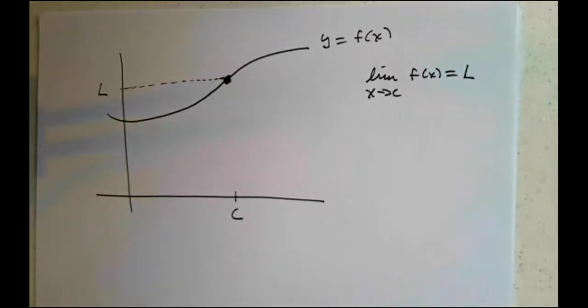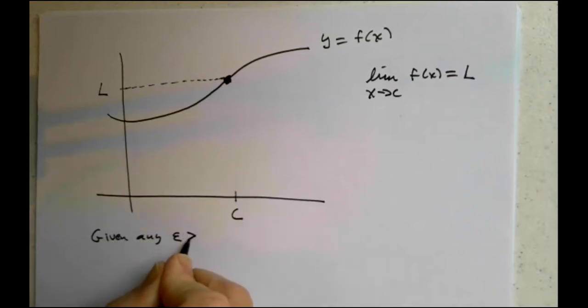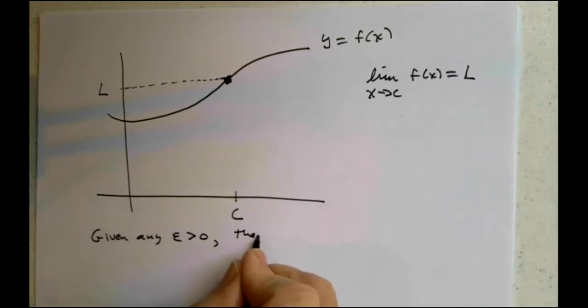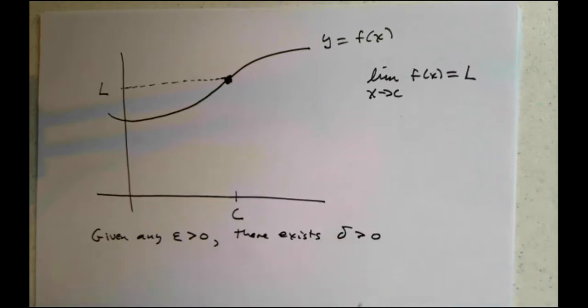So what am I going to do next? We're going to define this using epsilons and deltas. So here is our formal definition. Given any epsilon greater than 0, there exists delta greater than 0. So we're going to start with an epsilon greater than 0, and from that epsilon we can define what delta is. So let's first focus on epsilon before we finish this definition.